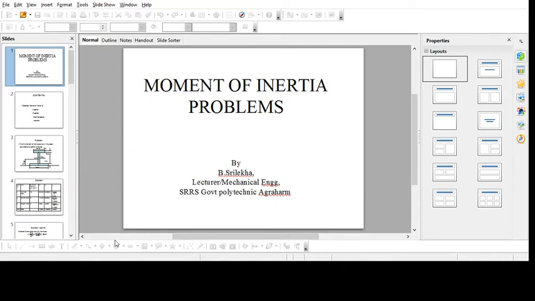Now the sum of the areas, A1 plus A2 plus A3, is 8,000. Next, A1Y1 plus A2Y2 plus A3Y3 is 4,40,000. Now if I want to get Y bar, the centroid of the given composite section, Y bar is equal to a1 y1 plus a2 y2 plus a3 y3 by a1 plus a2 plus a3, nothing but 4,40,000 by 8,000. So you will get the centroid.